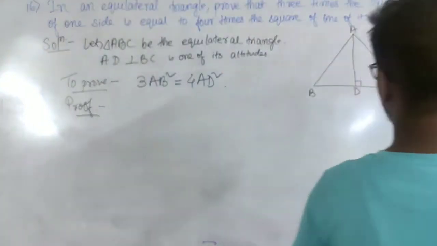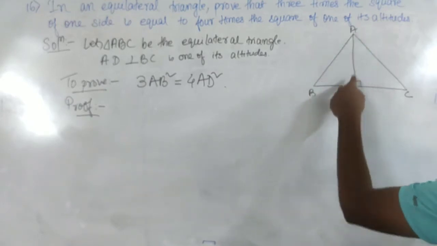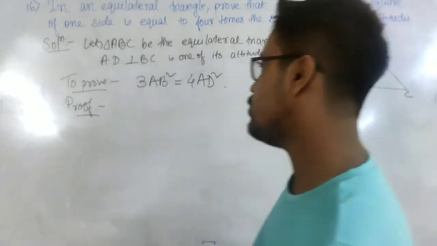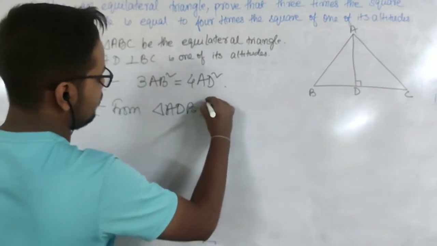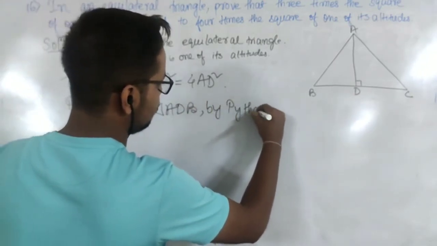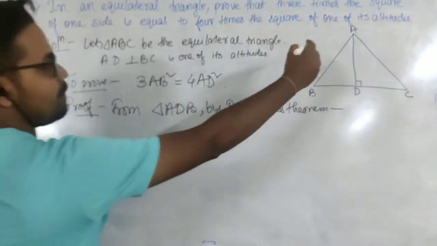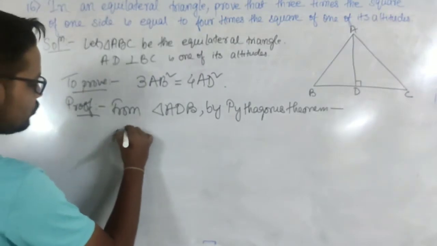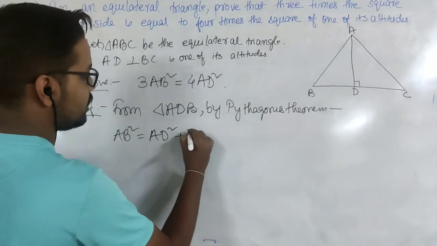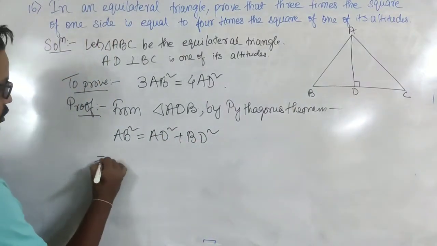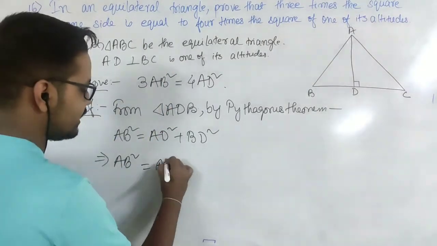Very simple proof. We are going to take one triangle ABD because it is a right angle triangle, as it is 90 degrees. We are going to take triangle ADB or ABD. From triangle ADB, by Pythagoras theorem, we are going to apply Pythagoras. AB is the hypotenuse, so AB squared is equal to AD squared plus BD squared. Let us keep AB squared as AB squared because we need AB squared here. AD squared we will also keep as AD squared.